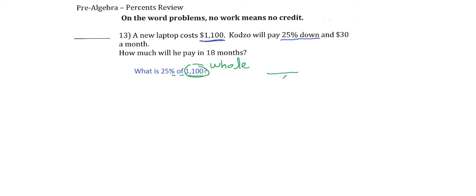So I'm going to put X on the bottom. We're doing 25%, 25 over 100. Oh, no, I'm sorry. We know the whole. My bad. That's 1,100. There we go. So we know the whole is 1,100. We don't know the part. That's what we're figuring out there. Okay, so there's my proportion.